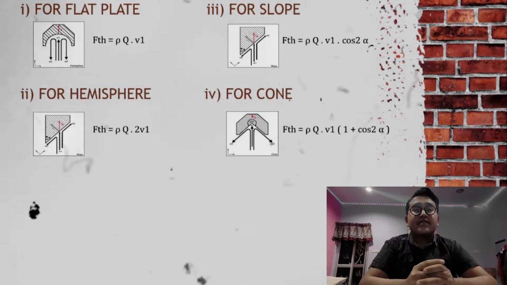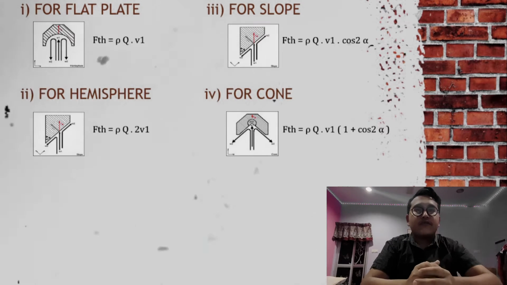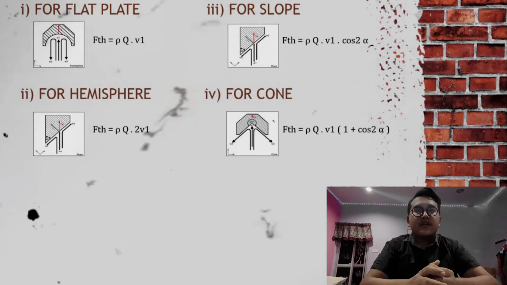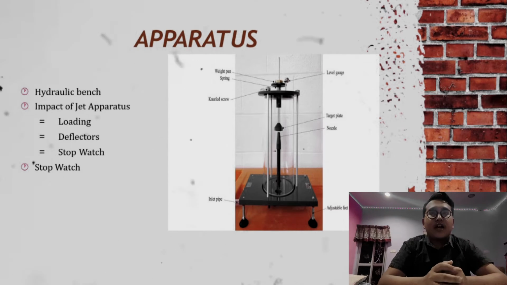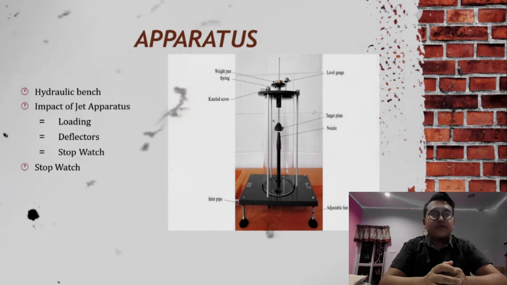So here we have 4 surfaces for water jet force. First for flat plate, next for hemisphere, third for slope, and fourth for cone. So the apparatus is the hydraulic bench, impact of jets apparatus, loading, deflectors, and stopwatch.